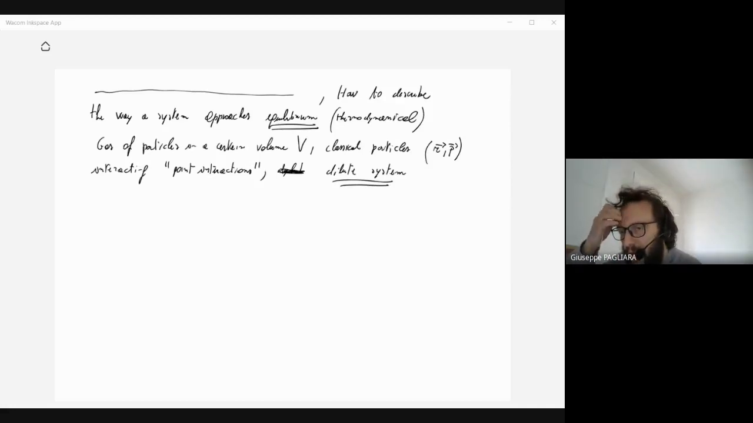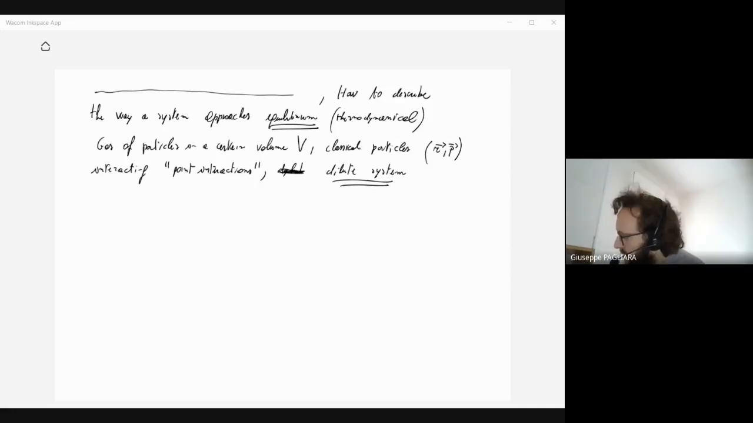Actually, to define a dilute system, it would be better to introduce the thermal wavelength, which we cannot introduce at this level. But let's just consider this dilute system as a situation in which the density is small and the effects of quantum mechanics can be neglected.